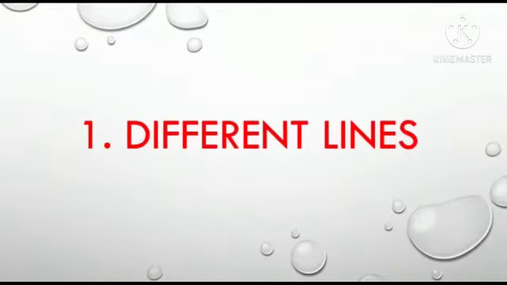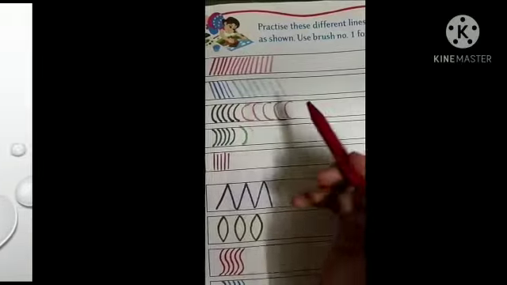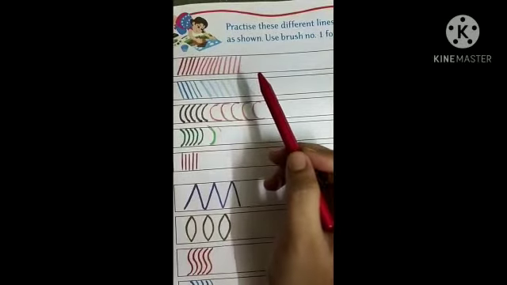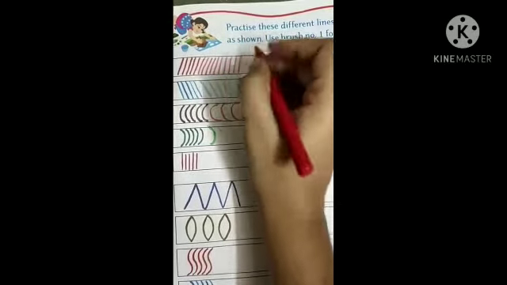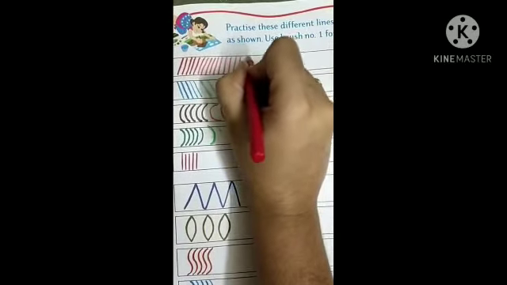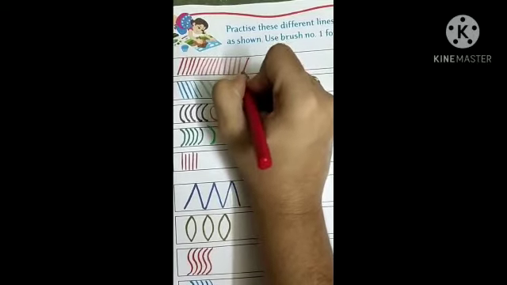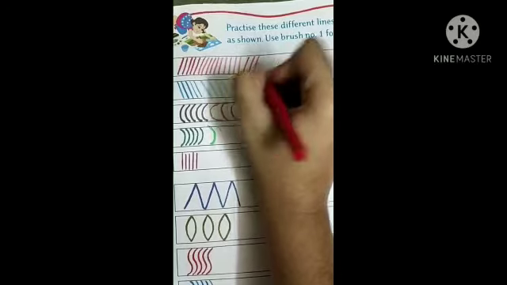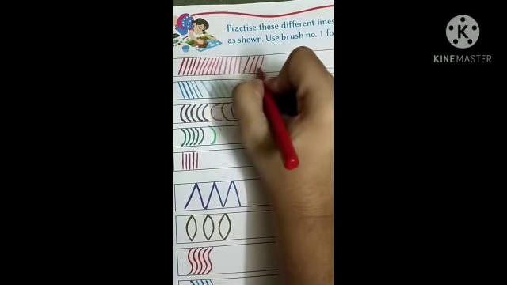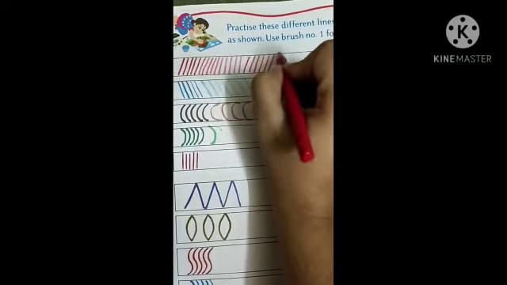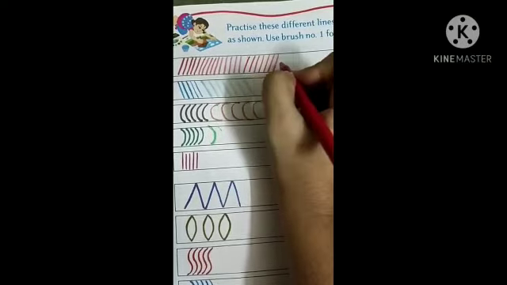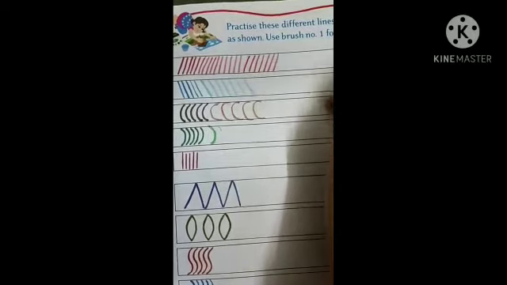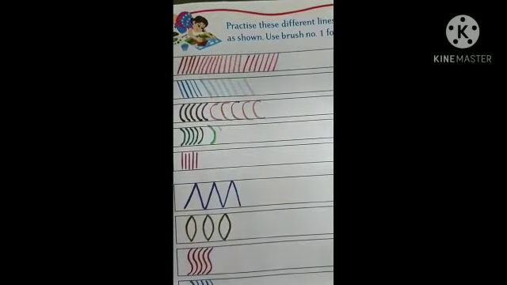Topic 1, Different Lines. Take a red color for a slanting line and do it this way. Okay? Remaining space you can take it for practice.